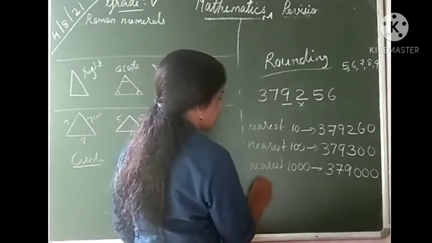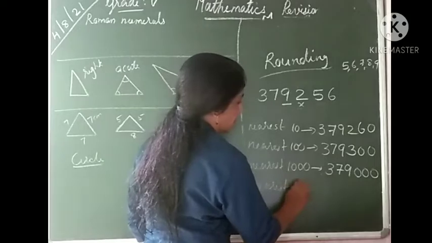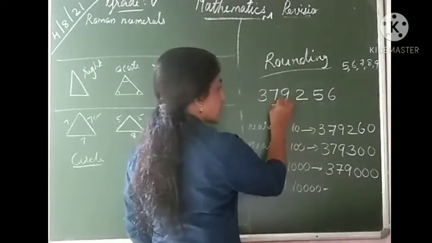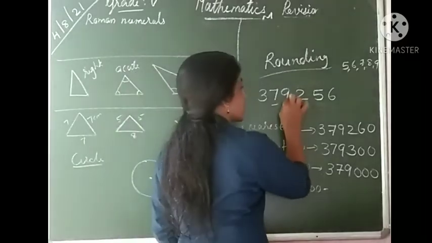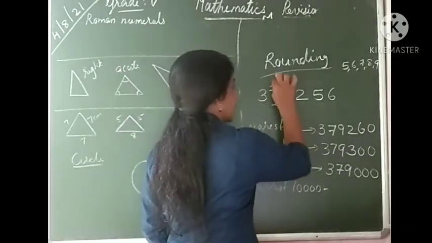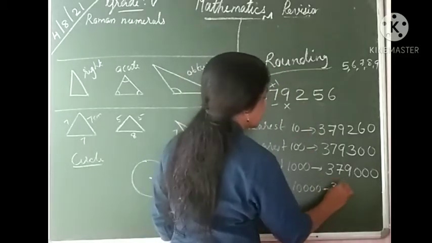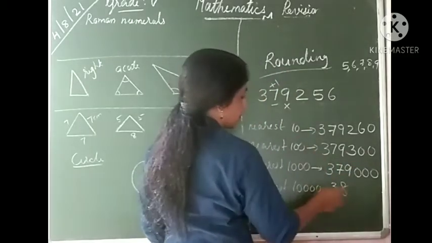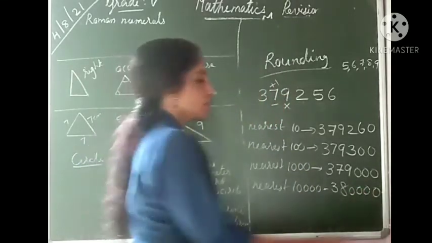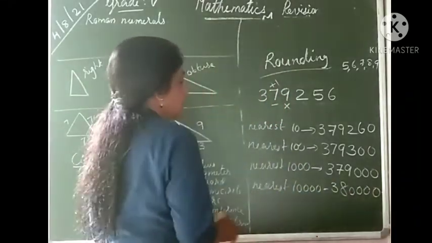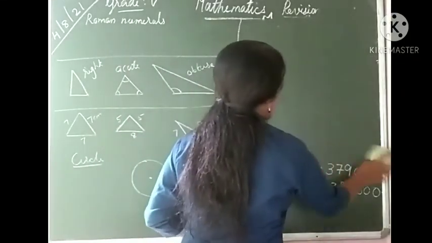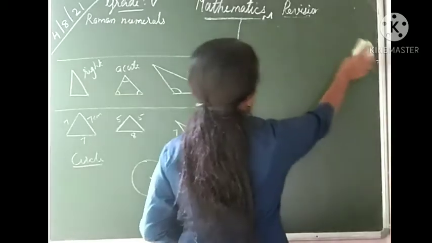Now look, nearest to 10,000. Look here, which is the 10,000's place number? 7. We check the 1000's place number, which is 9. Therefore, we add 1 here. Therefore, 3, 8, and the other numbers 4, 0. Therefore, we put all other numbers as 0. This is the way of rounding the numbers. Please study this portion properly, and if you have any doubt, please ask.